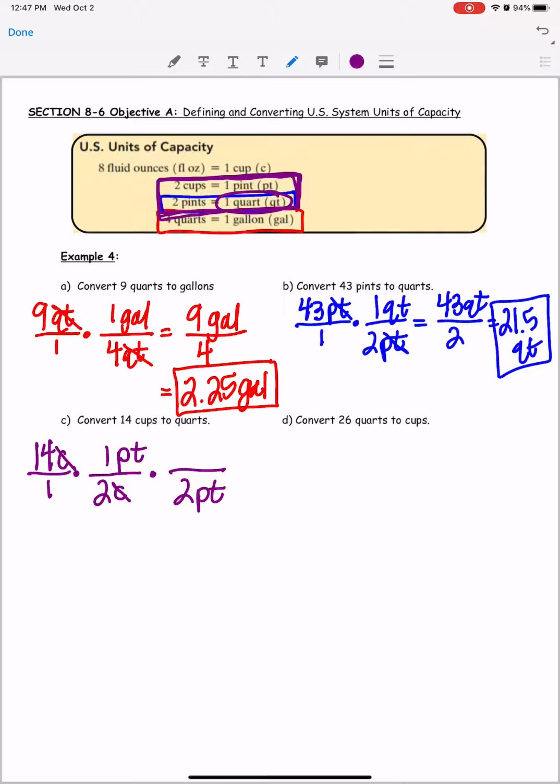And then that leaves me with this 1 quart on the top. So now my pints cancel, and now I'm finally left with the unit I need. So now just multiply straight across. I've got 14 times 1 times 1 quart. So I'm going to get 14 quarts.